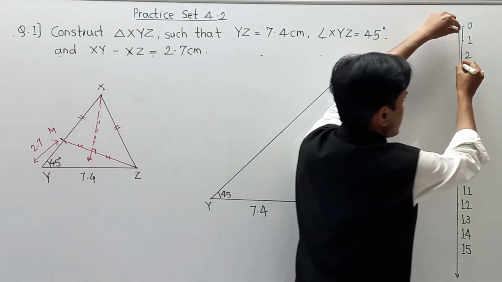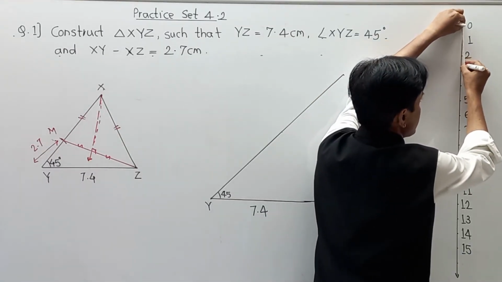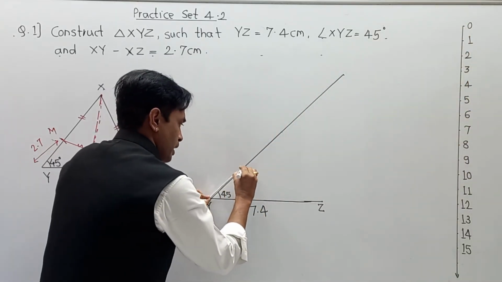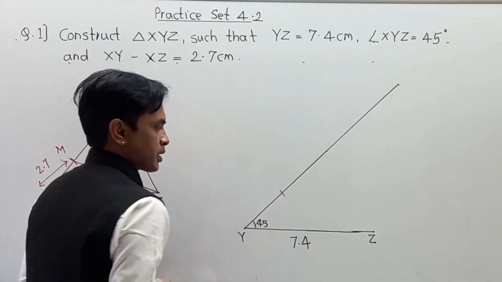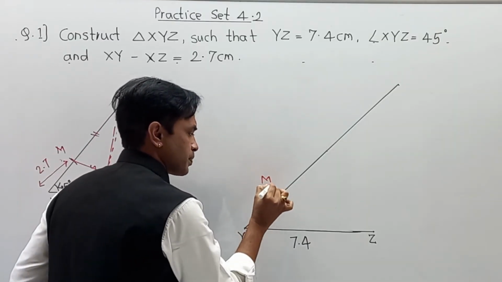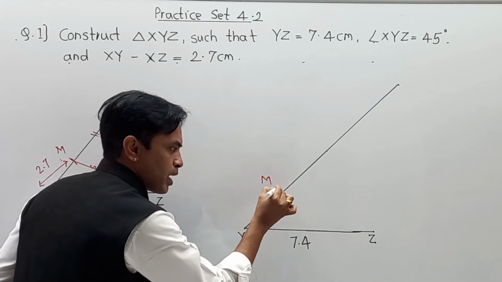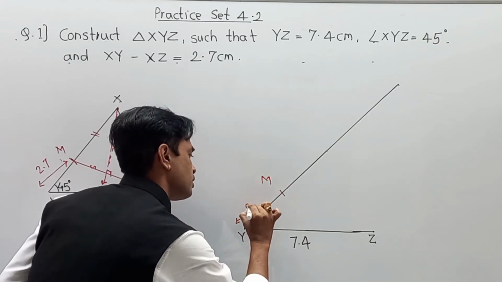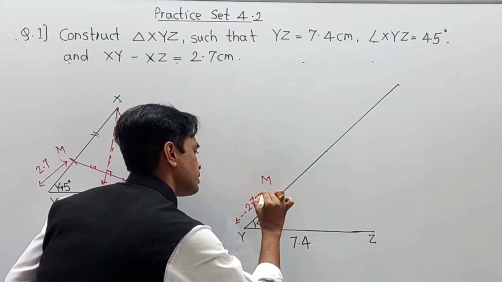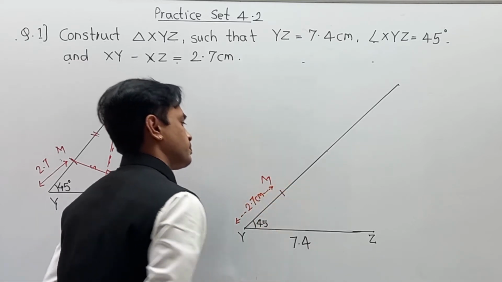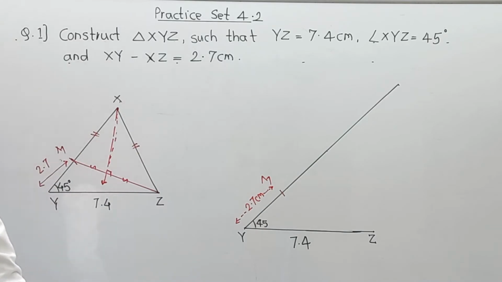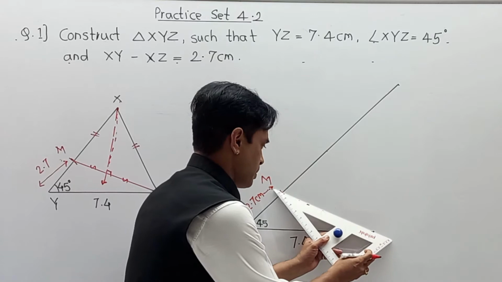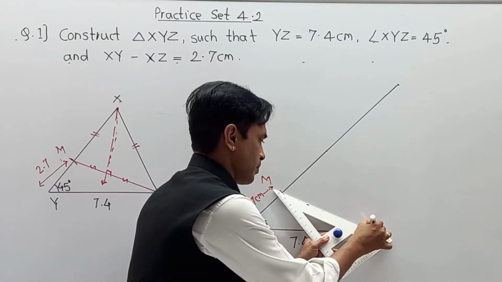So again with the compass I am going to take a distance of 2.7 centimeter over here, and from point Y I am going to make a mark over here, and this new point I am going to call M. Remember, the distance from Y to M or M to Y is 2.7 centimeter. Now the next part is, we are going to join M with Z or Z with M.